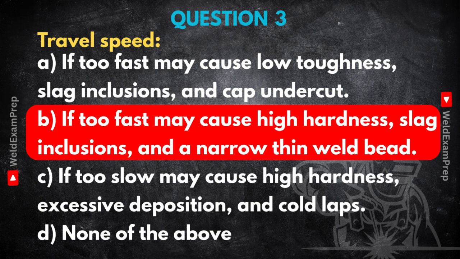And rapid cooling, especially in steels that are sensitive to it, can cause those harder microstructures we just talked about, finer grains, maybe even some martensite. So higher hardness, often meaning lower toughness, which isn't usually what you want.